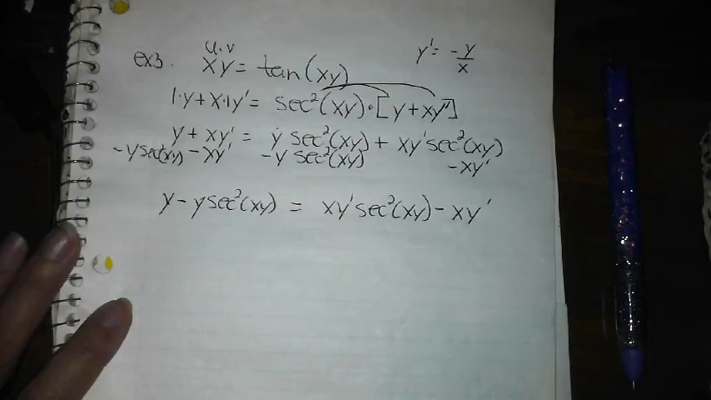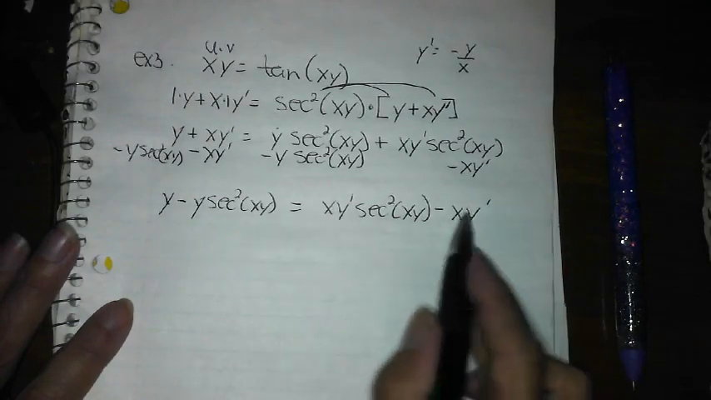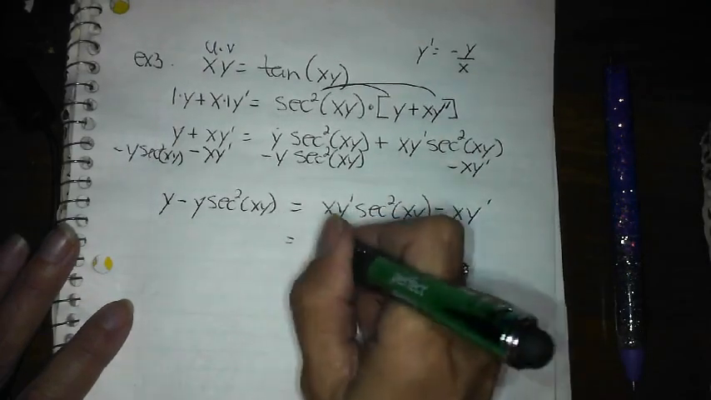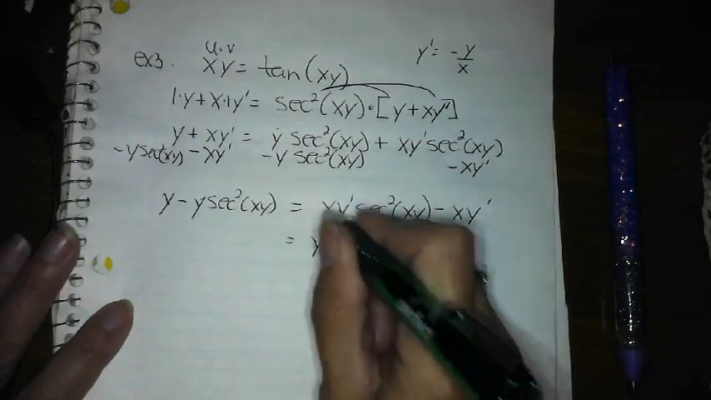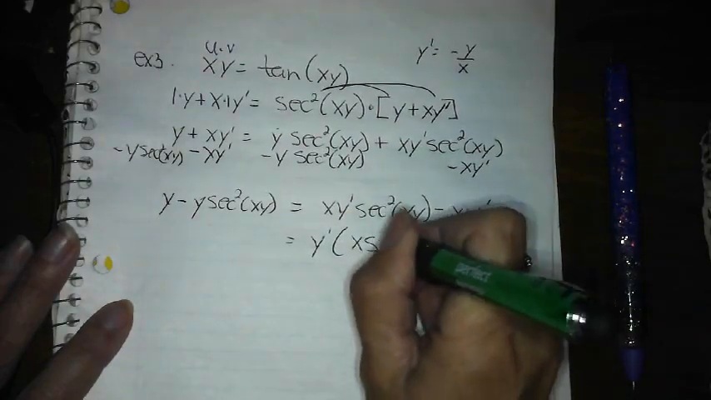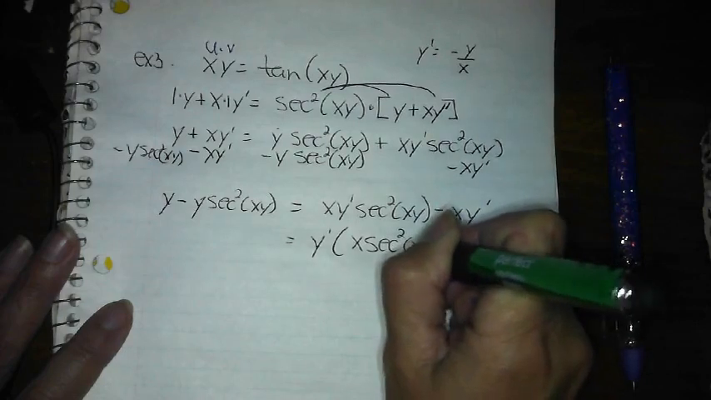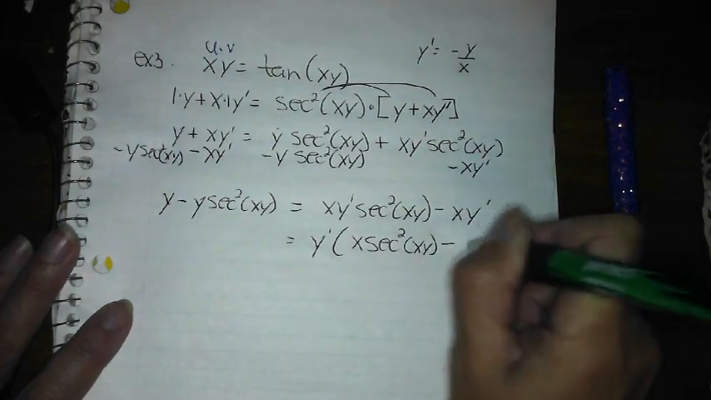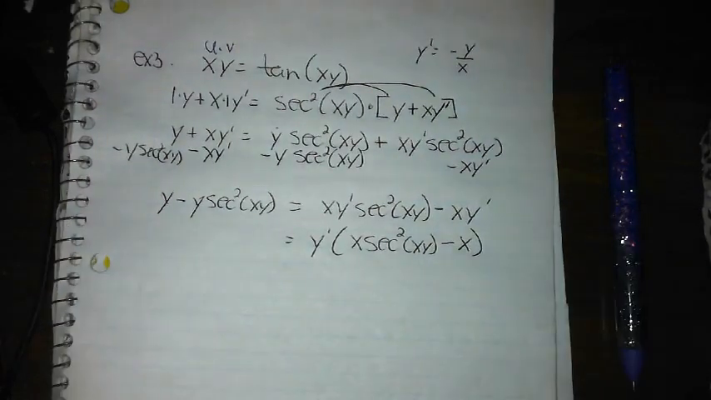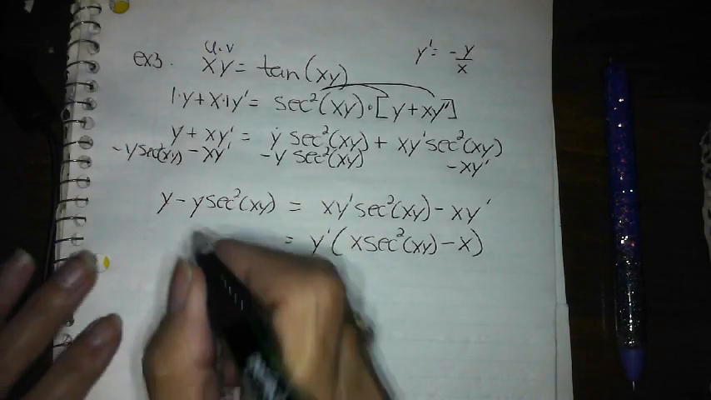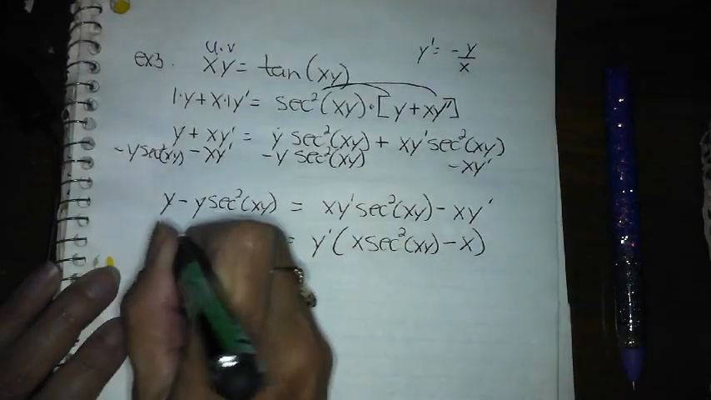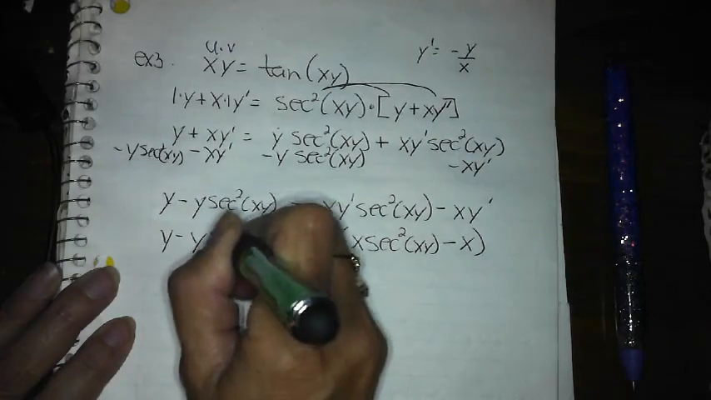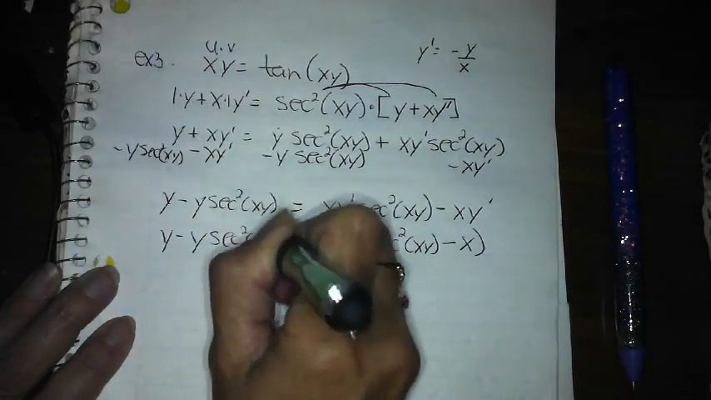Okay. Lots of writing. So over here we got the two y prime terms. So we'll factor out the y prime. x secant squared xy minus x. And we have y minus y secant squared xy.